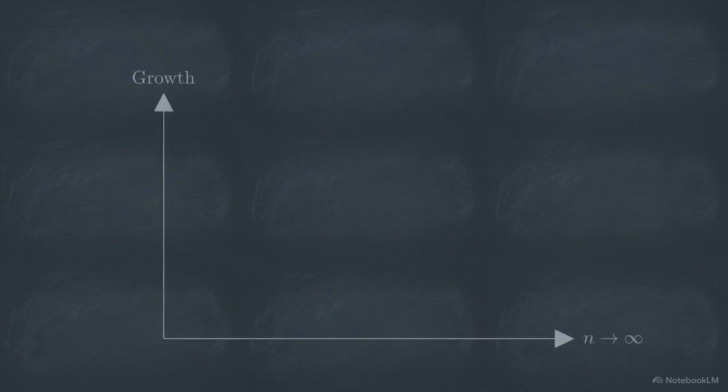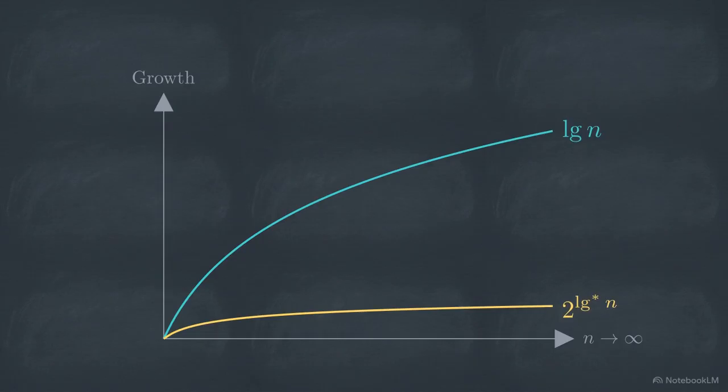Even when used as an exponent, such as 2 to the lg star n, the function remains beneath the growth rate of any standard logarithm. The iterated logarithm technically grows toward infinity, but it does so at a rate that allows it to be treated as a constant in nearly any physical application.